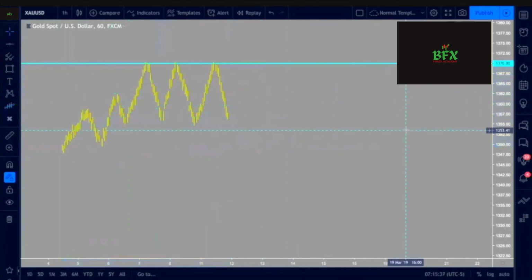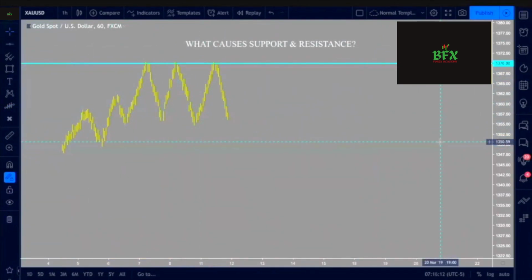Now, here's my question to you. What causes support and resistance? What causes price to come up to this seemingly random level in the market and continue to find resistance and bounce away? What is it that's causing that? So I'm going to give you a couple seconds. Think about it. Think about some ideas. Maybe pause the video for a second.